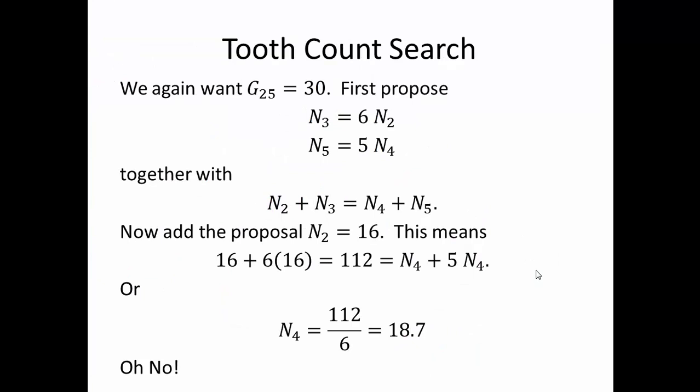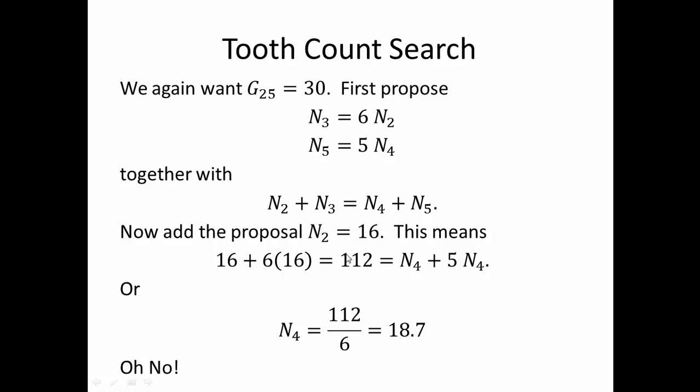Let's say we want that 30 reduction again, and we're going to separate it so that N3 equals 6 times N2. So N2 is our pinion, N4 is a pinion. We're going to let the outputs be 6 and 5 respectively, times those. We're probably going to have different pinion counts, but we're going to stick with the sum of tooth counts being equal for the two stages. So I'm going to start by proposing that N2 is 16. If I put 16 in for N2, and N3 is 6 times 16, that's going to be 112.